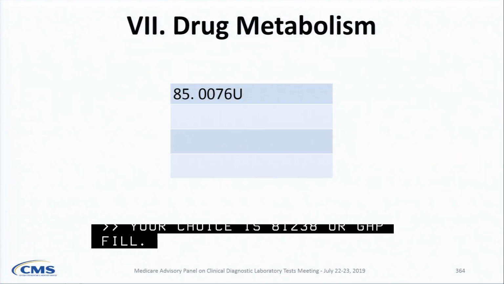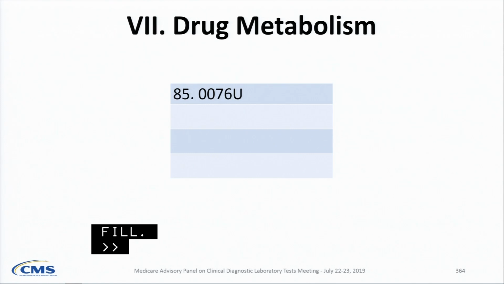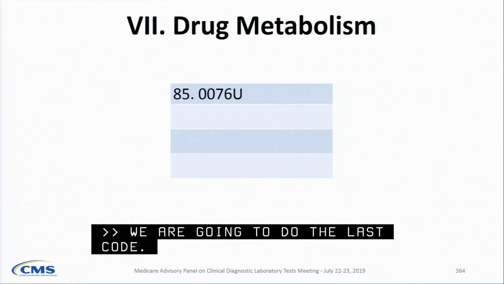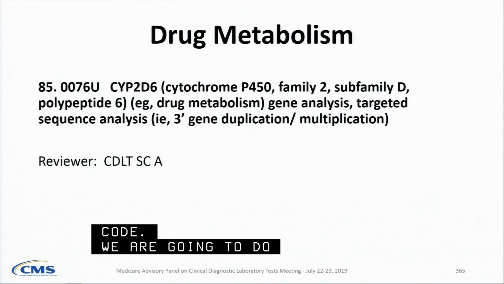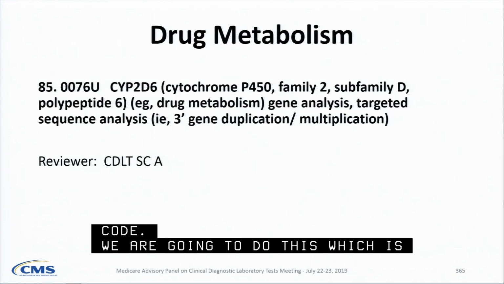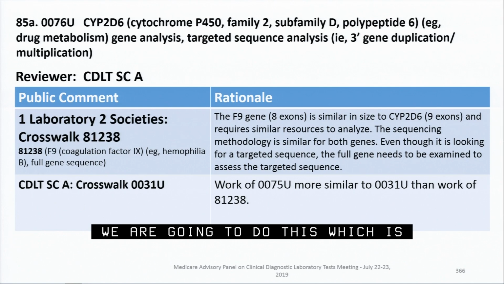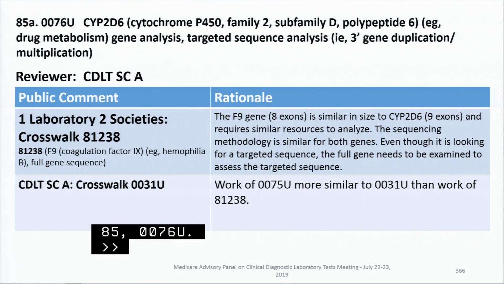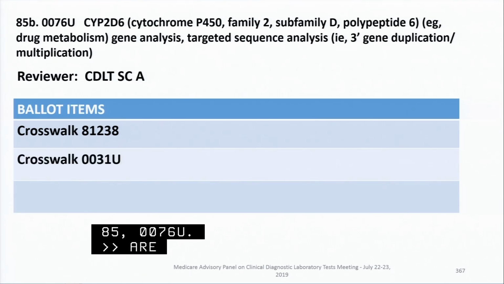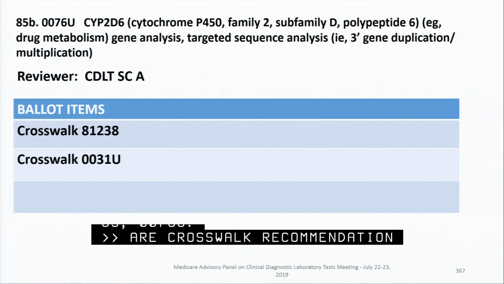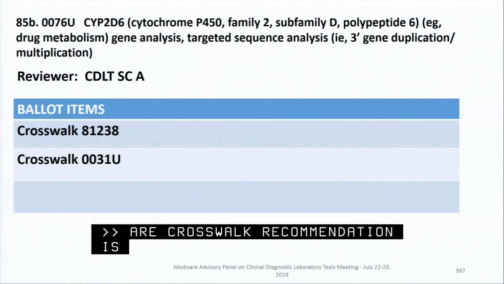And we're going to do this last code, and I apologize to Dr. Rodensky. We're going to do this last code, which is item 85, 0076U, and I'm going to turn this over to Dr. Bossler, Subcommittee A. Our crosswalk recommendation is 81238. Do we have any questions from folks here on the floor? None. On the phone? Hearing none. Your ballot item for 0076U is 81238.